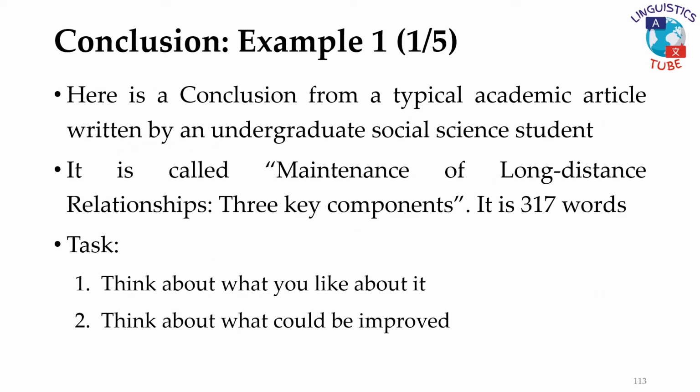Let's now look at 2 examples of conclusions written by my students who are undergraduate social science students at a university in China. In the first, the academic article is called Maintenance of Long-Distance Relationships, 3 key components. It is 317 words. Pause the video and think about what you like about it, and think about what could be improved.